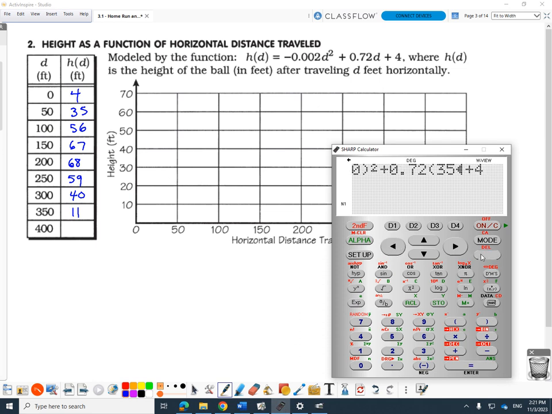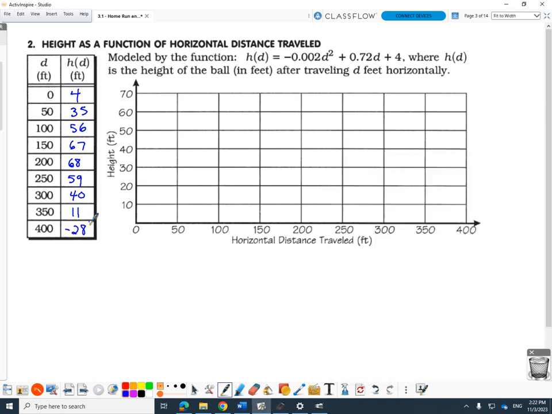Does the negative make sense for realsies? No. But it does tell us something about what just happened. Negative 28. A shocking result. Let's not overthink it until we graph it, though, okay?